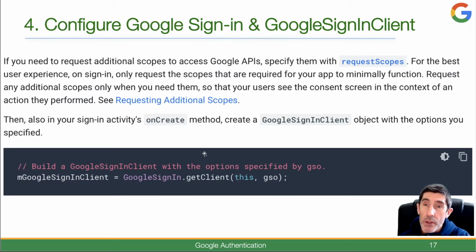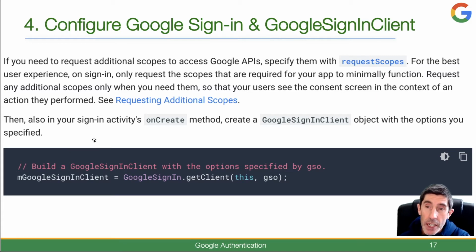So just looking a little bit more about it. This is what I was talking about: if you need to request additional scopes to access the Google APIs, specify them with requestScopes. For the best user experience on sign-in, only request the scopes that are required for your app to minimally function. Request any additional scopes only when you need them, so that your users see the consent screen in the context of an action they performed. So there's a link there online. A simple example of that would be working with maps, because there's no point in requesting access to your location when your app starts if you only need it when the user goes to the map. So that's the kind of stuff we're talking about there.